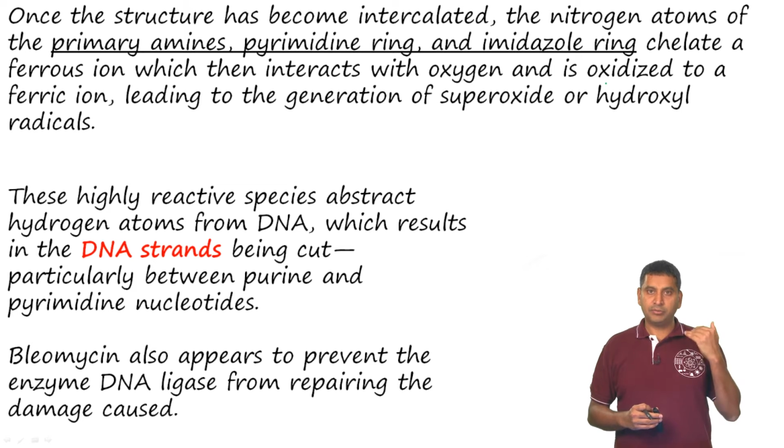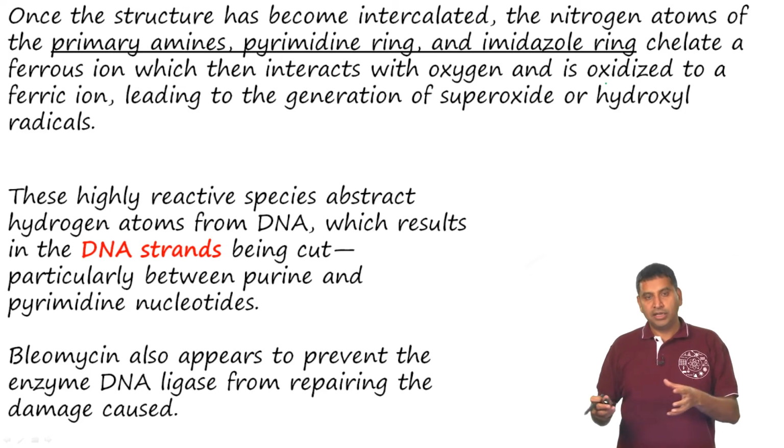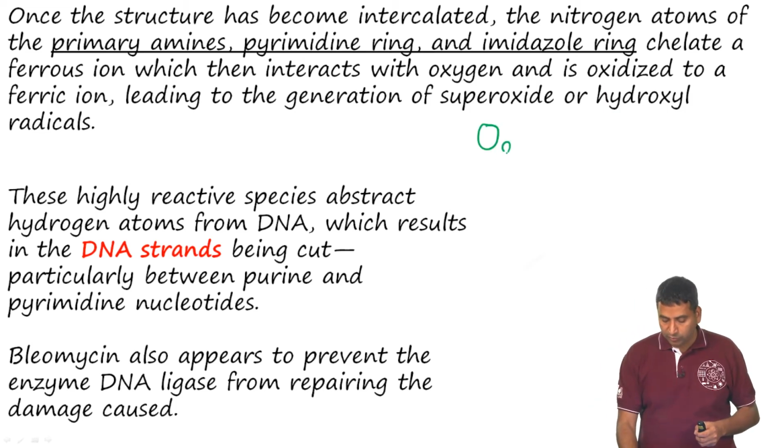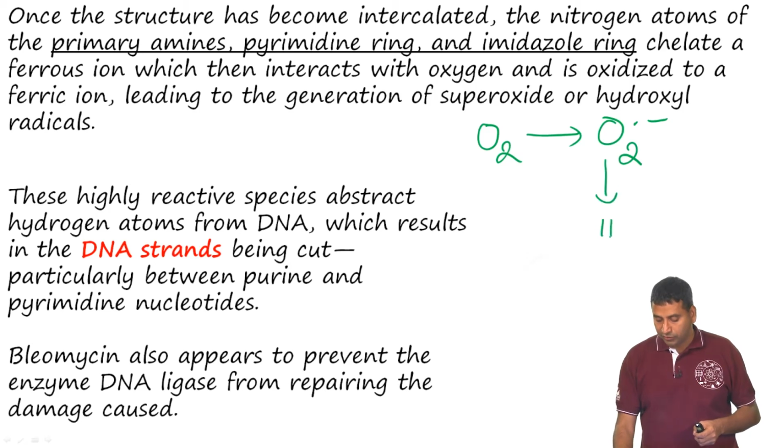Once the structure becomes intercalated, the nitrogen atoms of the primary amines, the pyrimidine ring and the imidazole ring chelate an ion, that is ferrous ion, which then interacts with oxygen and is oxidized to ferric ion. During this process, oxygen picks up one electron and forms superoxide. Superoxide can subsequently get converted to hydrogen peroxide, which then eventually forms hydroxyl radical.